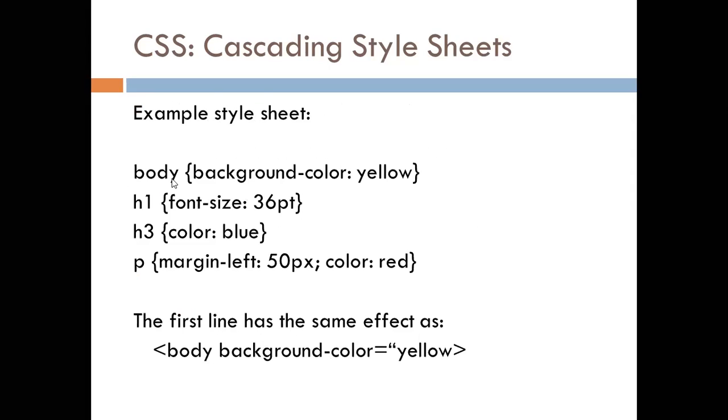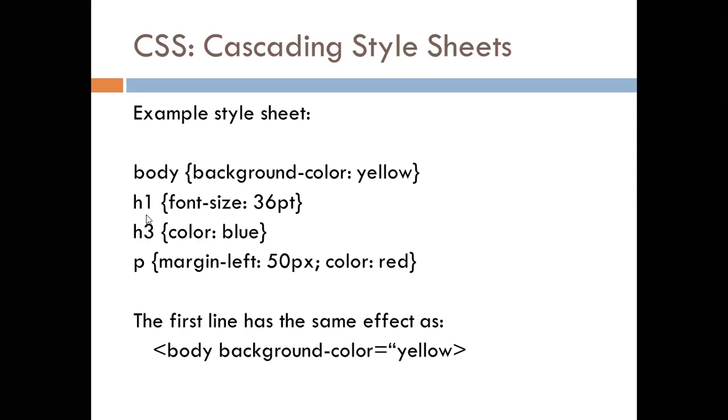First is the body tag. HTML pages will have a body tag. For the body tag, we want to set the background color to yellow. Then the syntax will be like this: body within curly brackets, and we must specify the property background-color yellow. Now what happens? The entire HTML page background will become yellow.